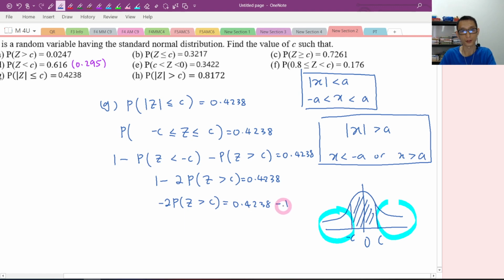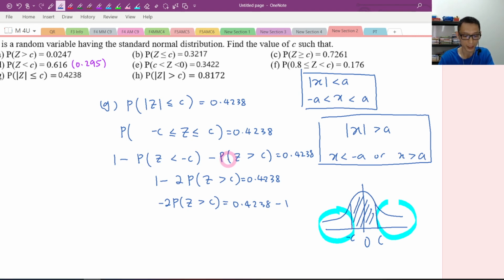0.4238 minus 1. Actually, you don't have to write such a long step. You might be thinking why my step is so long. The reason that I write my step a little bit longer or clearer is because some students who are not very good in math may find it a little bit hard to catch up with what I'm talking about. Therefore, I write this step a little bit clearer so that it is easier for you to understand.